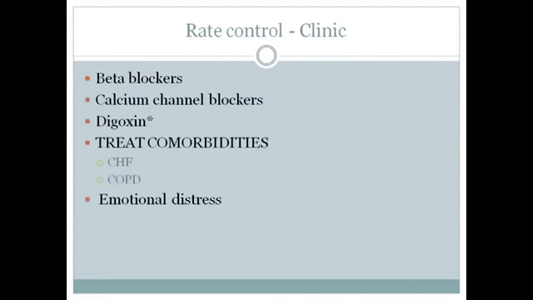In the clinic, we use again beta blockers, calcium channel blockers, digoxin in heart failure patients. Treat the comorbidities. Okay, treat the comorbidities. Another comorbidity that we always have in the hospital is somebody with AFib with RVR and a COPD exacerbation.